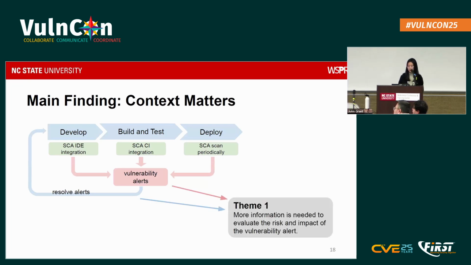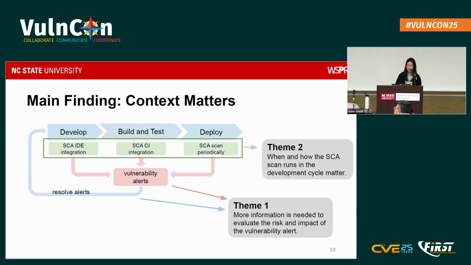The first one is there's not enough context in vulnerability alerts. So we saw from the previous screenshots that these tools will give you generic CVE information, but for users to determine if they're impacted, they need more details than that. So a lack of context from that really requires them to put in extra effort to determine the risk and impact introduced.